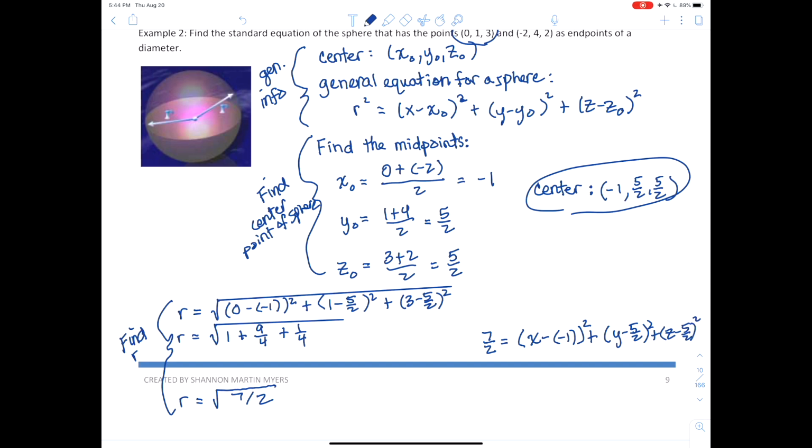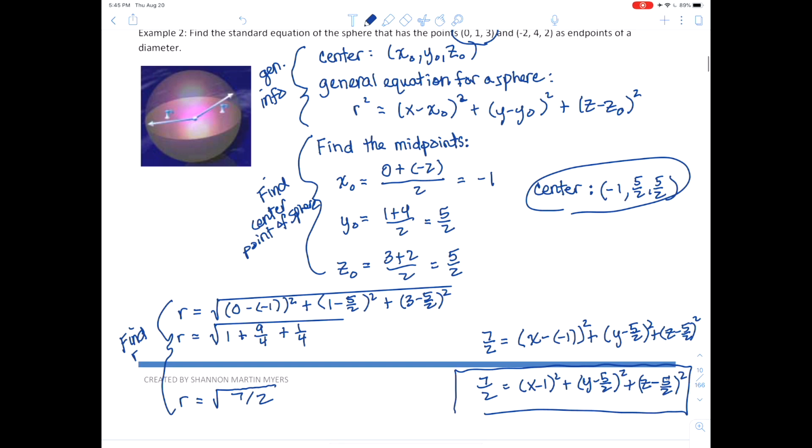Cool so far? And then of course we can write that as 7 halves equals x minus 1 squared plus y minus 5 halves squared plus z minus 5 halves squared. And we're done. Cool so far? All right.